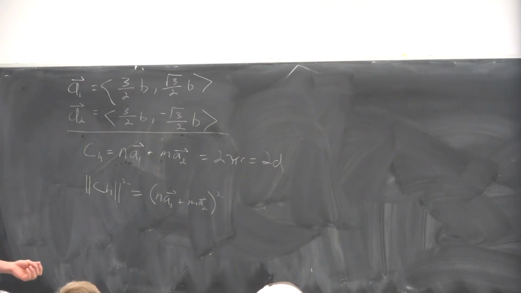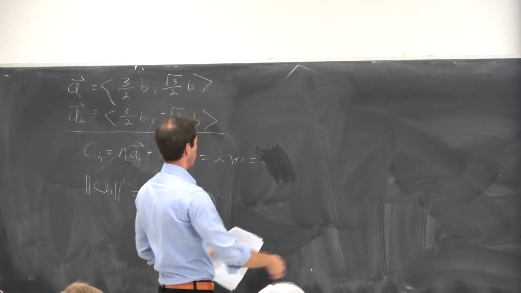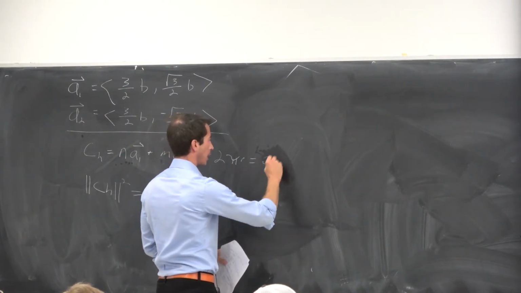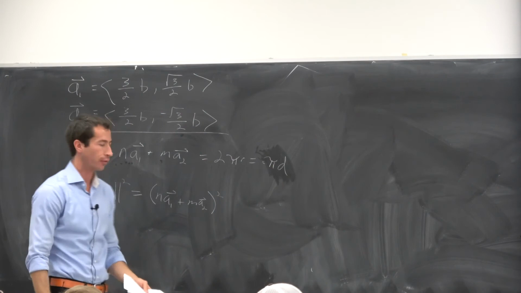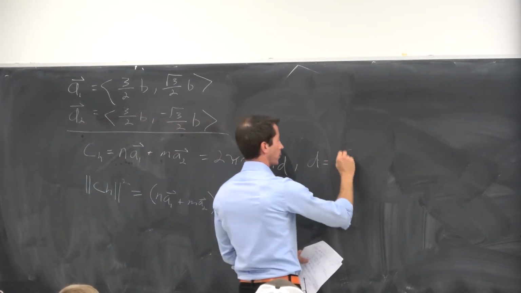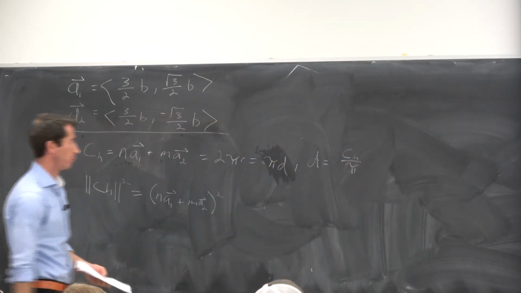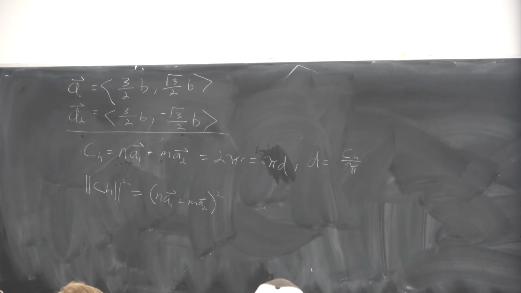Yes? Did you mean to say pi d instead of 2d? Yes, thank you. Equals pi d. Yes, thank you. So therefore, diameter equals the length over pi. Okay?